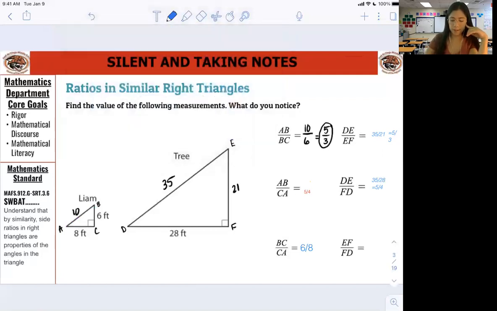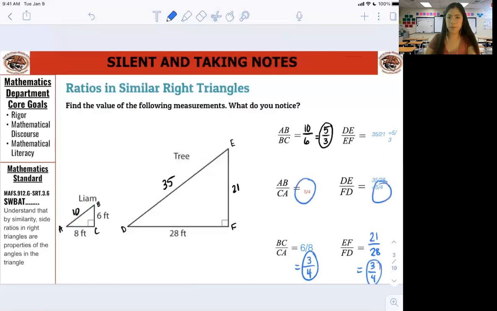6/8, what does that simplify to? 3/4. 3/4. The one Daniel failed to do, 21/28. What does that simplify to? 7/. Well, no. 3/4. Also 3/4. Okay. So 3/4, 3/4, 5/4, 5/4, 5/3, I'm stupid. 5/3. What's the pattern?